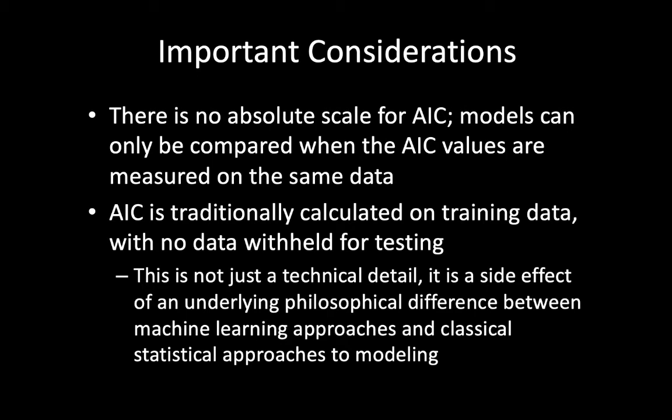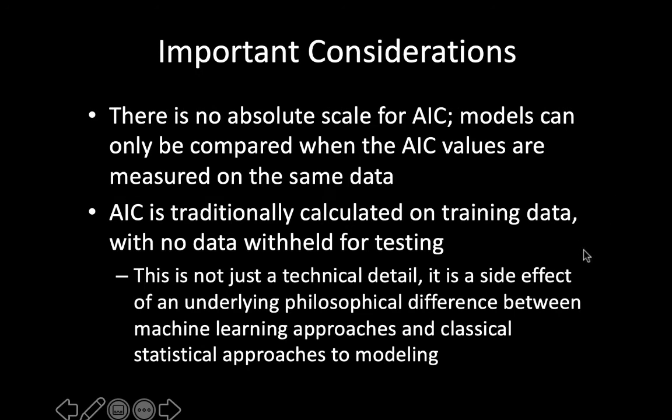But AIC values only make sense when compared to other AIC values, and it's actually even more restrictive than that. AIC values have to be compared to other AIC values that were calculated using the exact same data points. You cannot use AIC on one set of data points and compare it to an AIC that was calculated on another set of occurrences. It just fundamentally does not make sense.